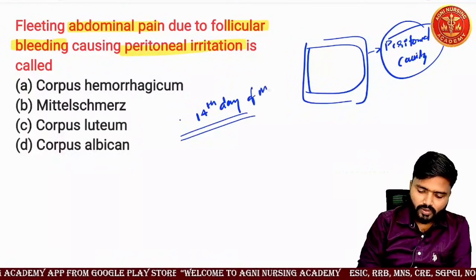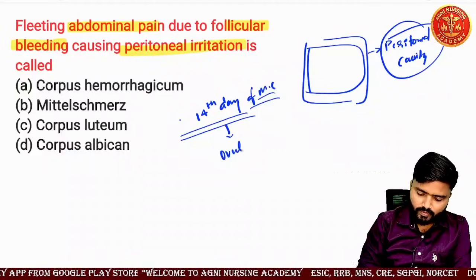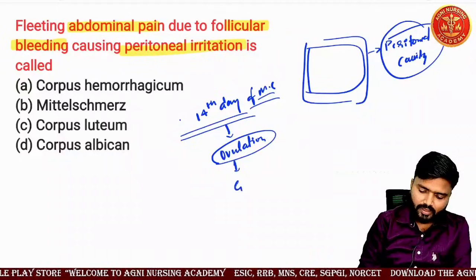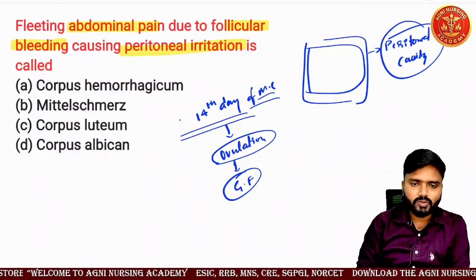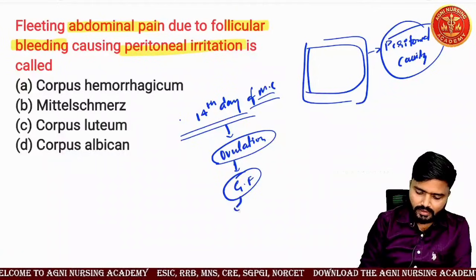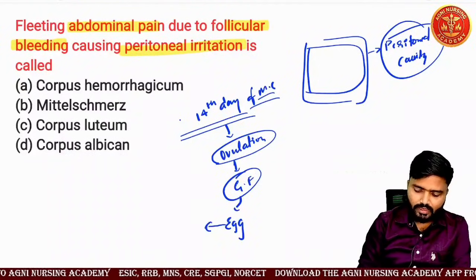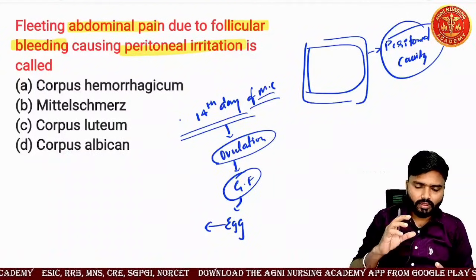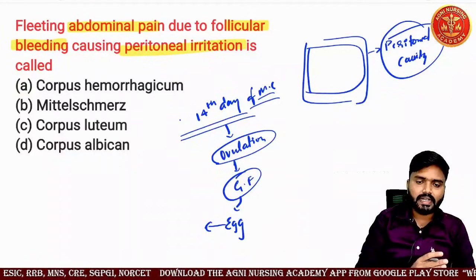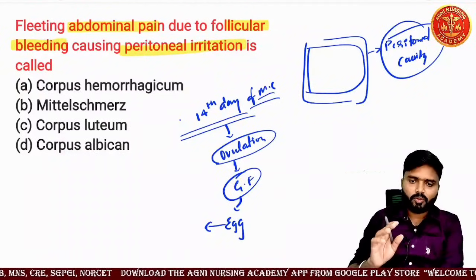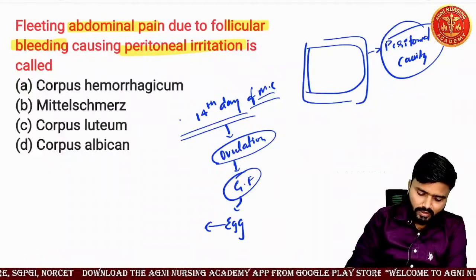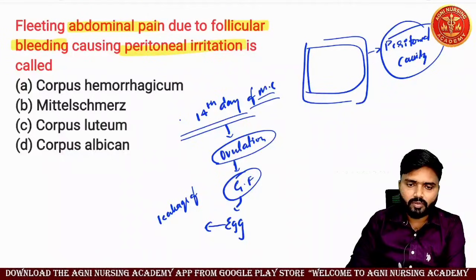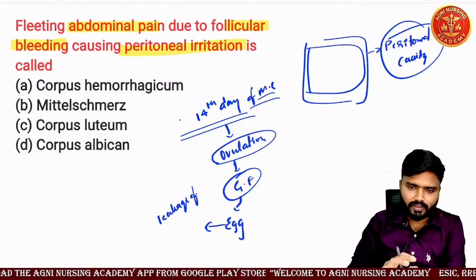On the 14th day of the menstrual cycle, ovulation will happen. Understood? On the day of ovulation, the Graafian follicle matures and releases the egg. Due to the release of the egg, the breakdown of this Graafian follicle happens. After the breakdown, there is a leakage of some fluid and blood from that matured Graafian follicle.